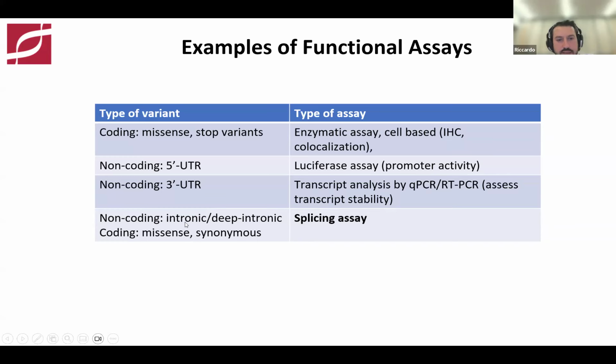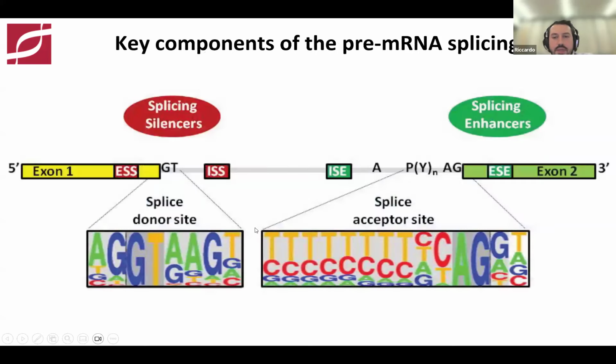And finally, I will focus on non-coding variants, because I say they are the majority, and non-coding variants which are not in the 5' or 3' UTR. So just non-coding variants that are within the intron or deep in the intron. And for those, we perform a splicing assay. But as I will show you later on, the splicing assay is not useful only for assessing the potential of non-coding variants, but also of a specific subset of missense and synonymous variants. And this is because splicing is a very complex mechanism, like the pre-mRNA splicing affects multiple signals in the gene.